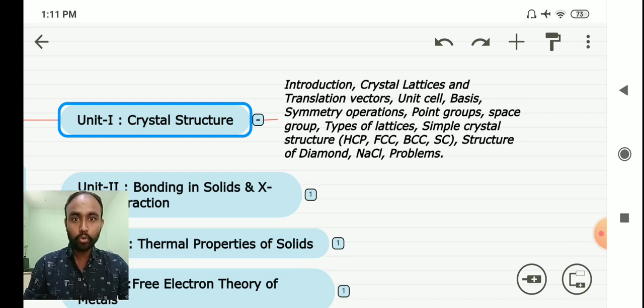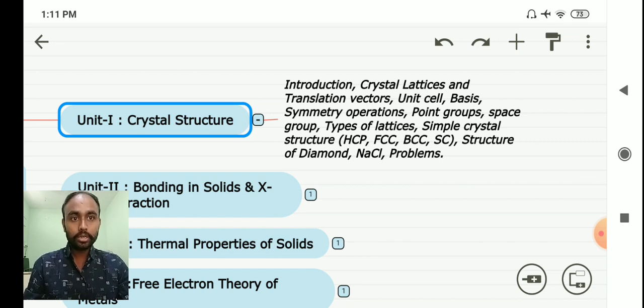It is simply a framework, or simply a frame. On that frame, if we put the basis, then that forms the crystal. So, the crystal lattices. Depending upon the lattices, we have different types of crystals. Even if the atoms are the same, if we use a different lattice, then that crystal structure will be different. Okay.